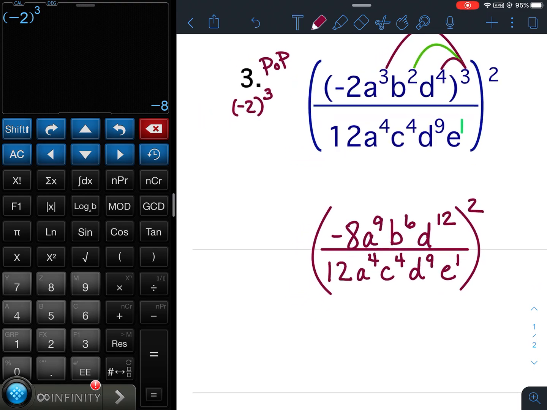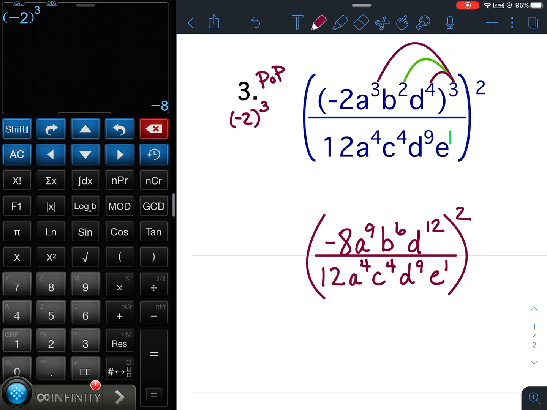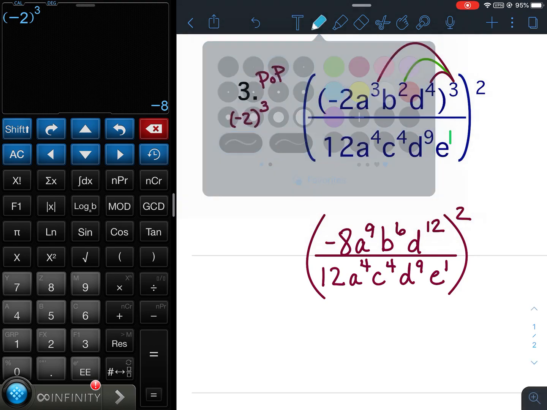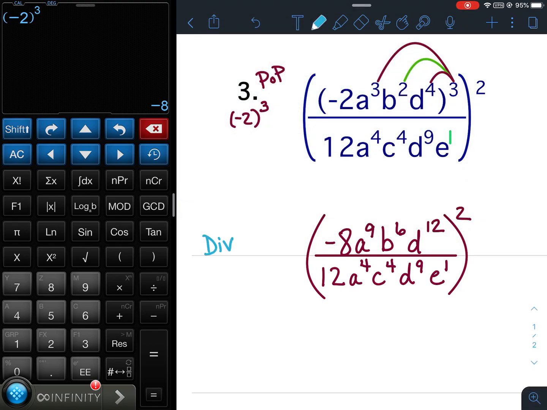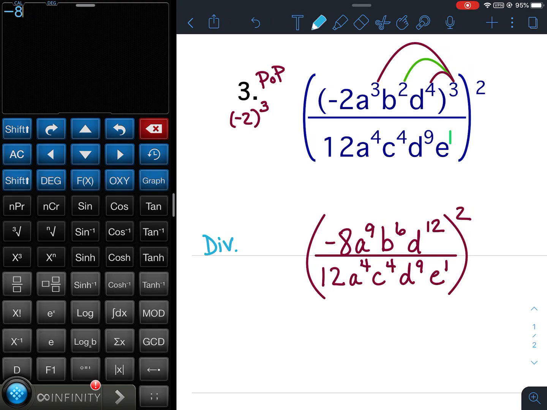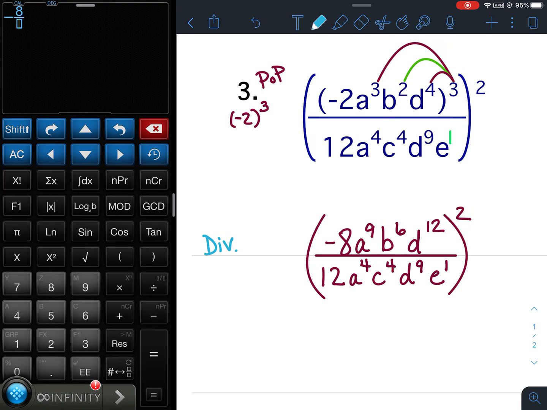Okay. Next step, I need to divide. The next step I need to do is divide. I'm going to start with my -8 over 12. And I get -2/3. Cross out the -8, -2. Cross out the 12, and put the 3 on the bottom.